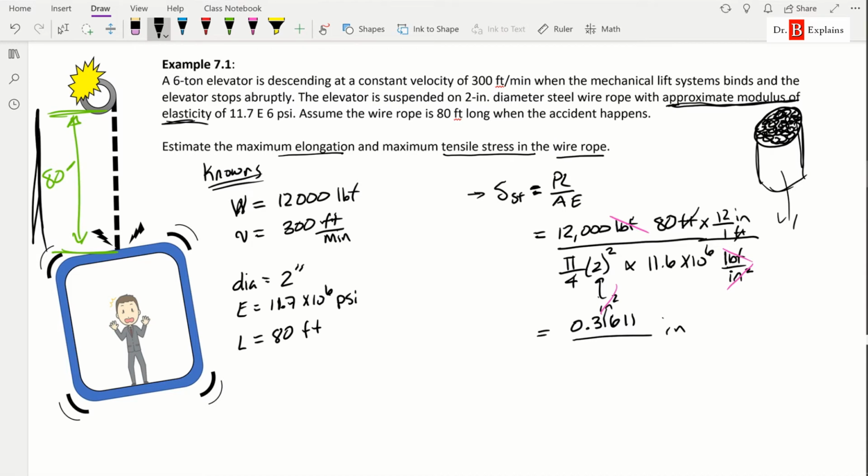That would be the equivalent if I dropped the elevator, like if it were to bungee jump, and that elevator falls 80 feet before the cable is all tight and it bounces back up. So that's not the one. Instead, we know that it's traveling at 300 feet per minute. It's a constant velocity, so it's coming down at that speed. So we know the v. Next, we'll go ahead and calculate the impact factor.